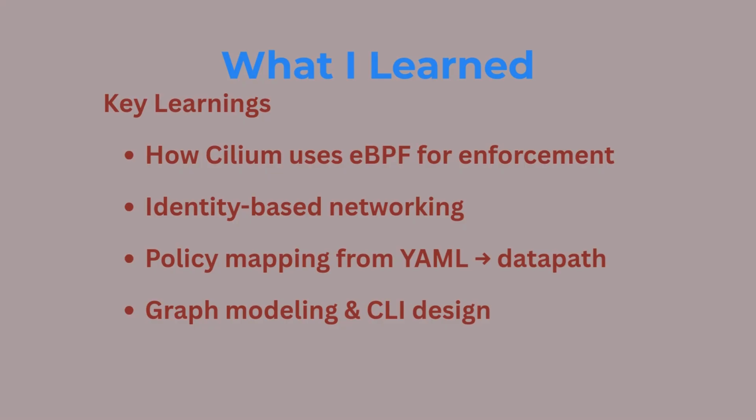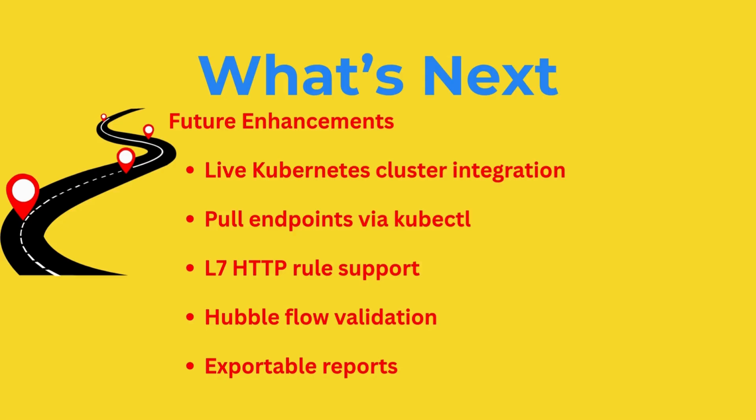Building this tool from scratch helped me understand identity based networking and how connectivity decisions are actually made. What's next? Next steps include connecting to real clusters, pulling endpoints automatically, supporting more L7 policies and validating decisions using Hubble flow logs. I also want to export readable reports for developers.